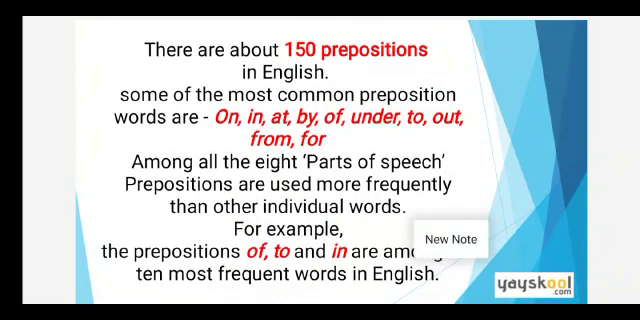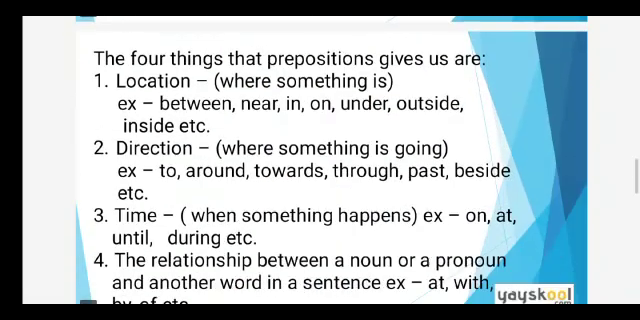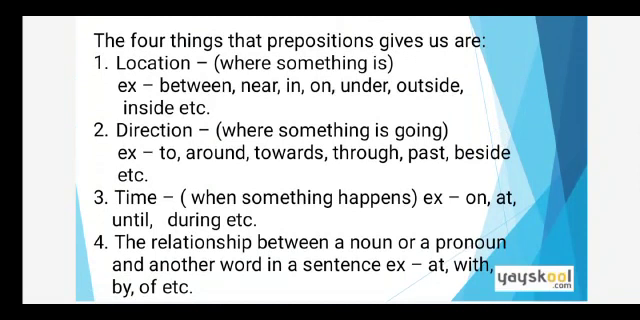Among these 10 words, the next 3 which I'm talking about, of, to, and in, are among the 10 most frequent words in English. So altogether, the 4 things that we learn from prepositions are location, direction, time, and the relationship between a noun or a pronoun and the other word in a sentence. So let's discuss it along with the words, okay? The first one shows where something is, that is location. The prepositions used to explain location are between, near, in, on, under, outside, inside, etc. The second one is direction, where something is going. Example: to, around, towards, through, past, beside, etc.